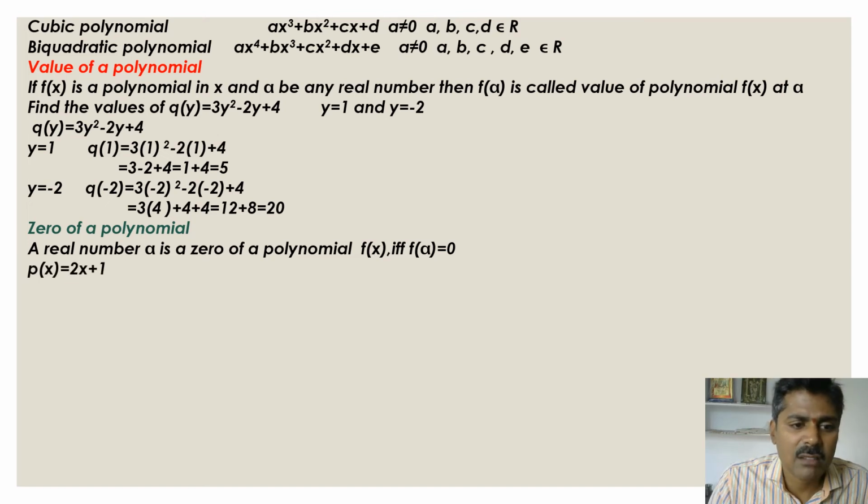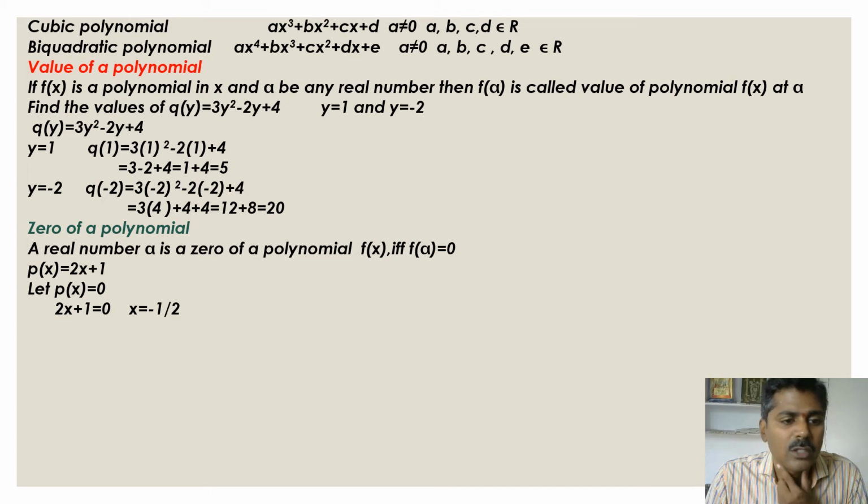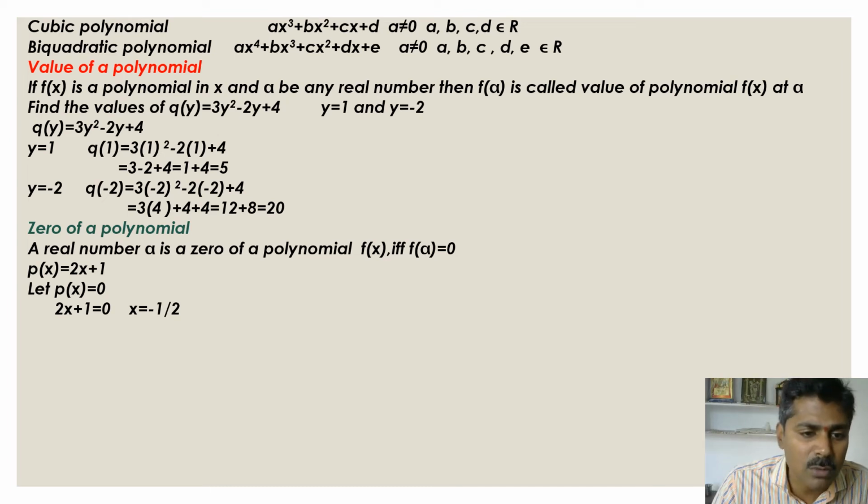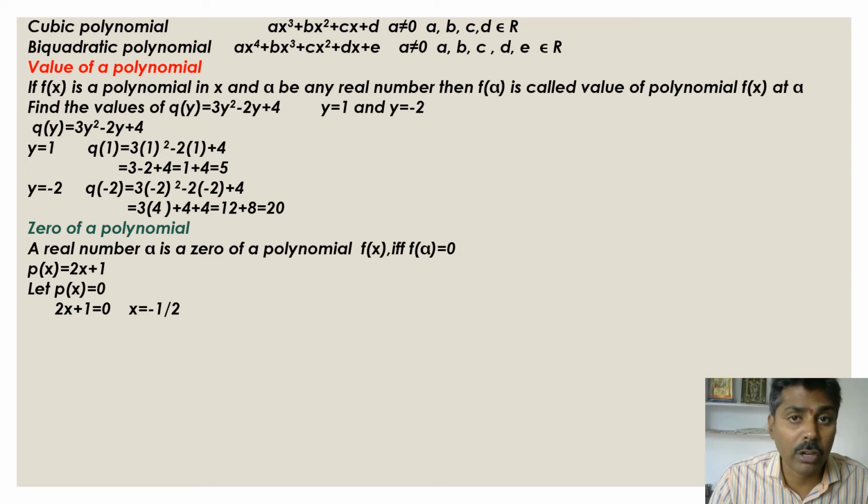P of x is equal to 2x plus 1. To find this zero, we just make 2x plus 1 equal to 0. Then we transpose plus 1 to the right hand side, and 2 to the right hand side. I will get x equals minus 1 by 2. That means if you substitute minus 1 by 2 in the place of x, then this polynomial becomes 0. For no other value will it become 0. That is called the zero of a polynomial.